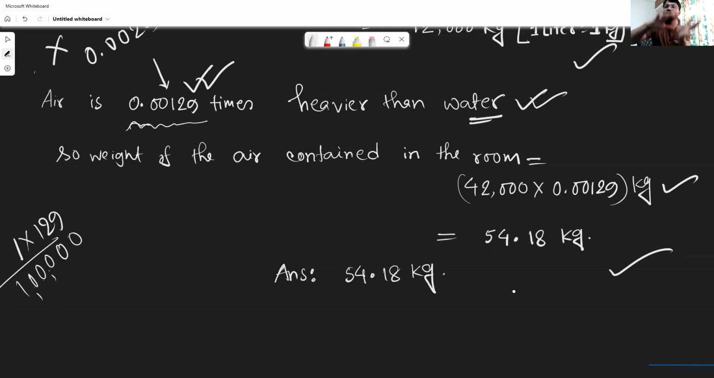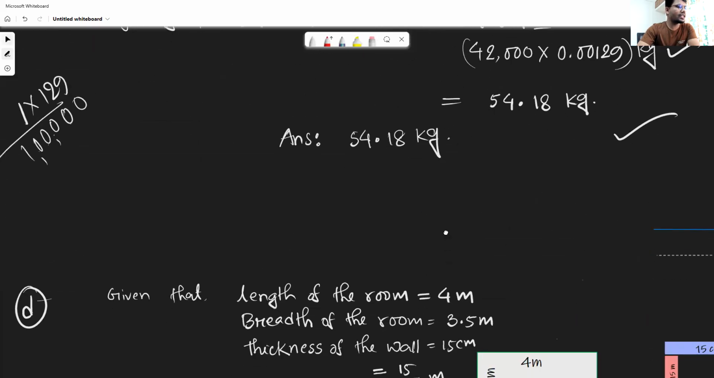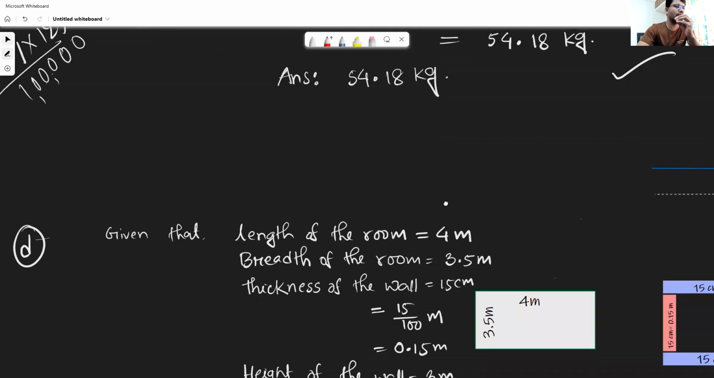But when the room is filled up with water, the total will be 42,000 liters. So now this question is done. Next question, another most important question. It is so difficult and also important. Please try to understand properly.